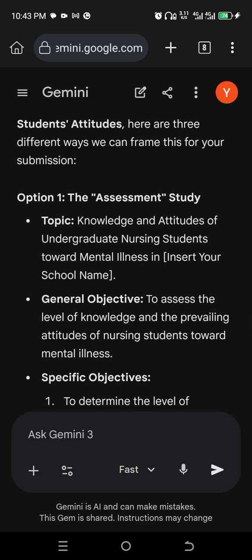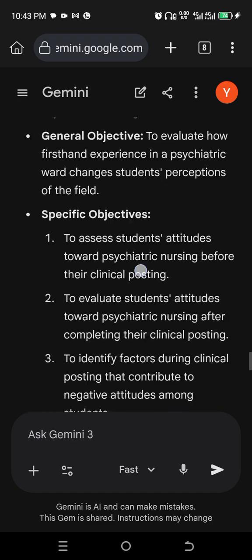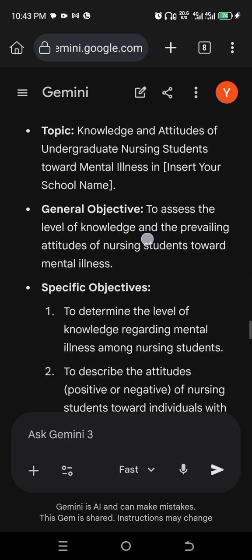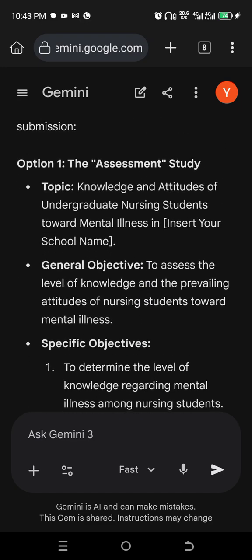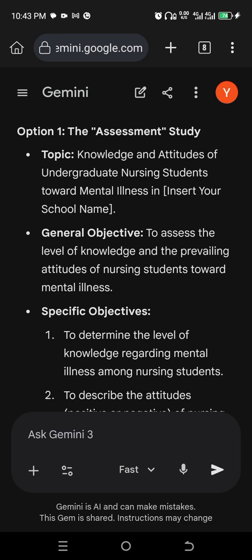Now you see it provided me with three options of the topic I needed to work on, based on my interest in nursing. The first topic it gave me is knowledge and attitude. Knowledge is the independent and attitude is the dependent, of undergraduate nursing students toward mental illness. Then you can put your school in Ahmadu Bello University Zaria. Simple. So now you see you have generated topic one.